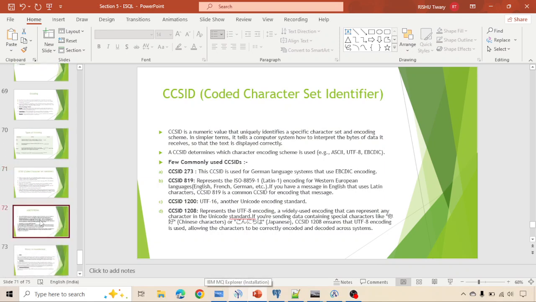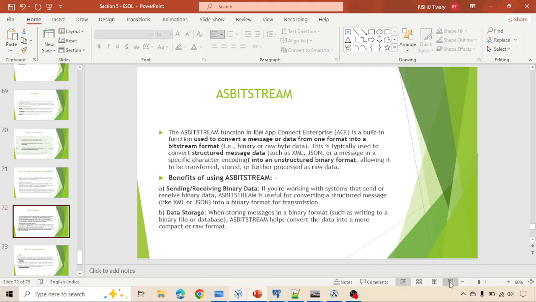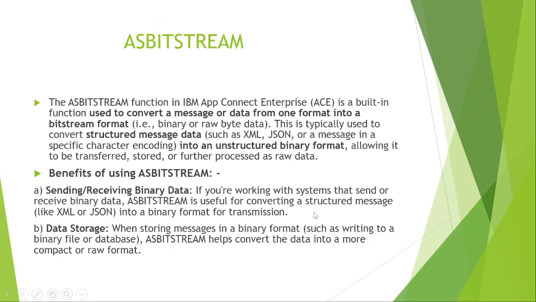Now let's understand what ASBITSTREAM is. We have understood encoding, why encoding is important, and what types of encoding there are. We have understood what character codes and CCSID are, with a few examples of CCSID. Now let's understand the ASBITSTREAM function that we are going to use in ESQL, and why it is important.